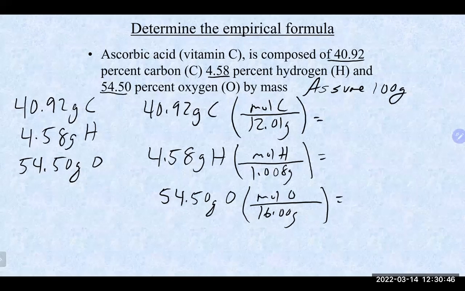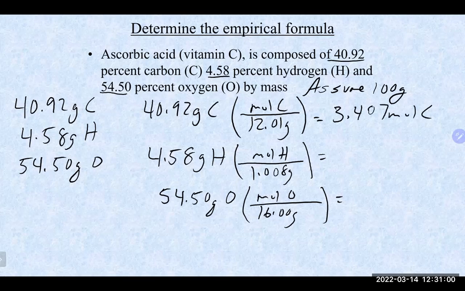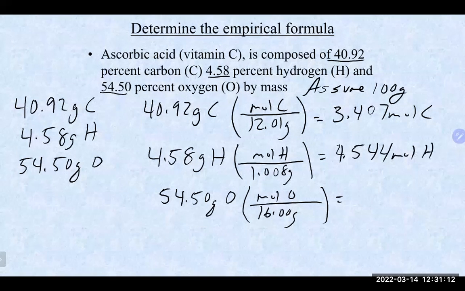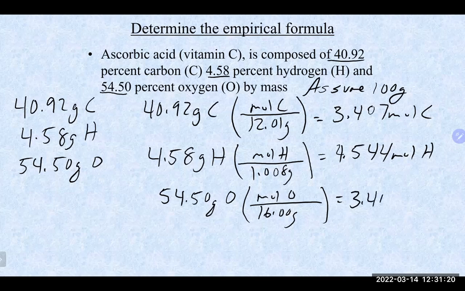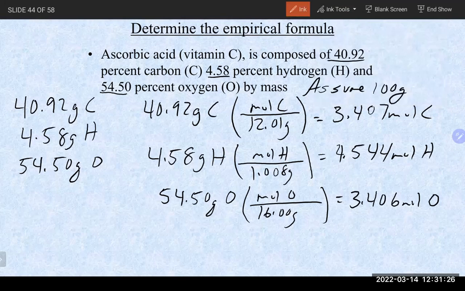So that gets us, for carbon, 40.92 divided by 12.01 gets us approximately 3.407 moles of carbon. For hydrogen, 4.58 divided by 1.008 gets us 4.544 moles of hydrogen. And lastly, 54.5 divided by 16 gets us about 3.406 moles of oxygen. Any questions so far?